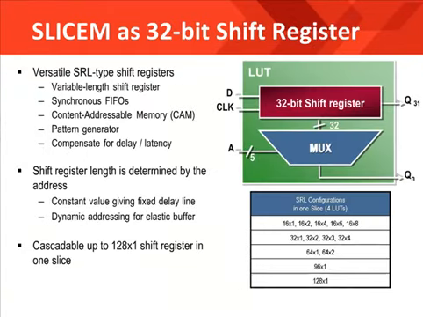Many LUTs can be configured as a 32-bit shift register as well. This is used primarily as a pipeline delay element for balancing pipelined applications, but it can also be used for variable length shift registers, synchronous FIFOs, CAMs, or for pattern generators. It is a cascadable resource that allows it to be cascaded to up to 128 bits in length.